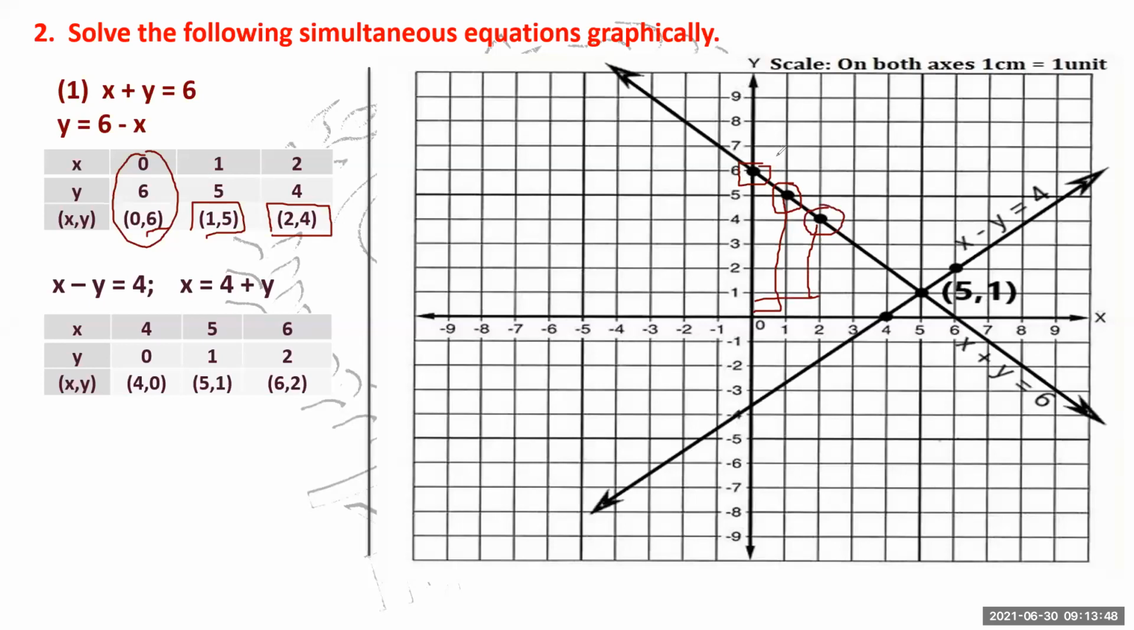So you've got 0, 6 with you. You've got 1, 5 with you. And you've got 2, 4 with you. All the 3 points plotting has been done.